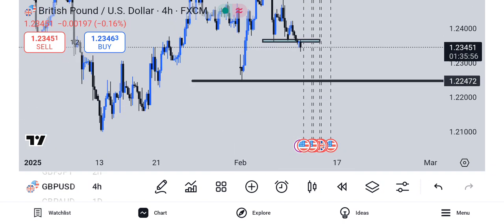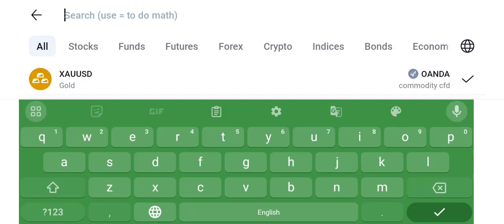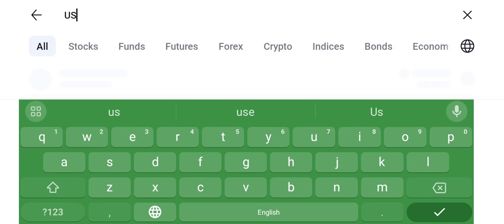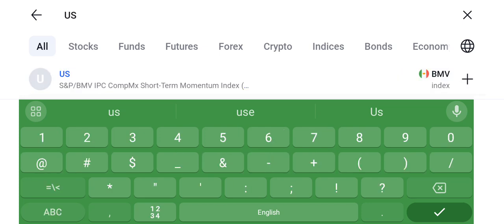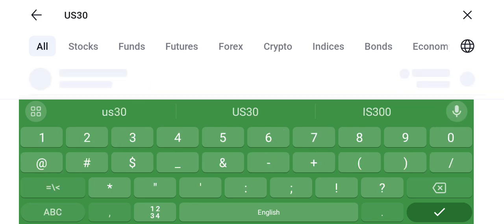Let me give you one more. I want to check a pair that is not on my list. Okay, US30. Let's just check US30 or S&P 500.